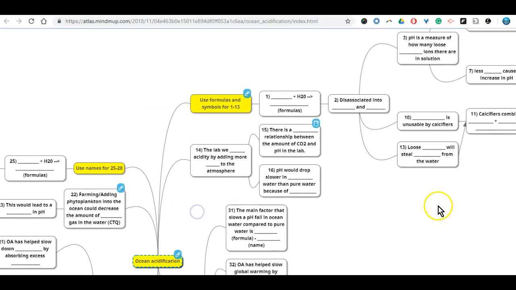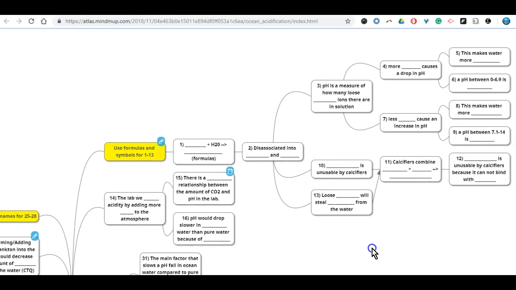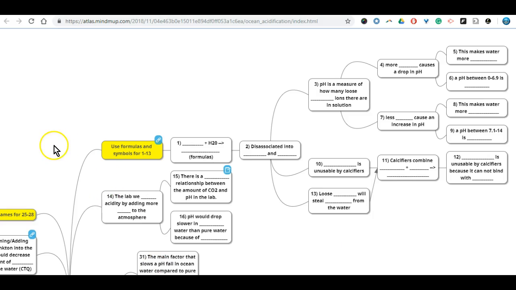All right, just a walkthrough of the Ocean Acidification Study Guide. So I'm going to fly through some of these. Right here from 1 through 13, I want you to use formulas. It really starts off with carbon dioxide combining with water to form carbonic acid.